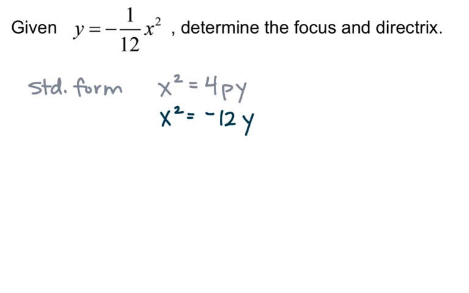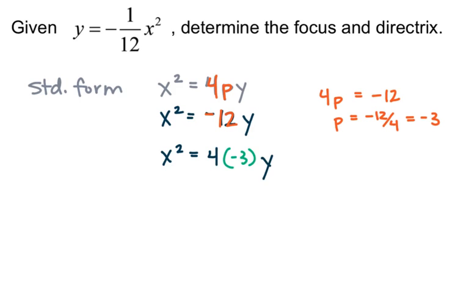Now, we need it in the form of 4p. So I need a 4p here, and currently my coefficient in front of y is -12. Well, we can solve a quick equation, 4p equals -12, and we can very easily see that p is -12 over 4, or -3. So standard form is x squared equals 4 times -3y. Now that I have it in that form, I know that my p-value, again, is -3. And we need to think about what that means.